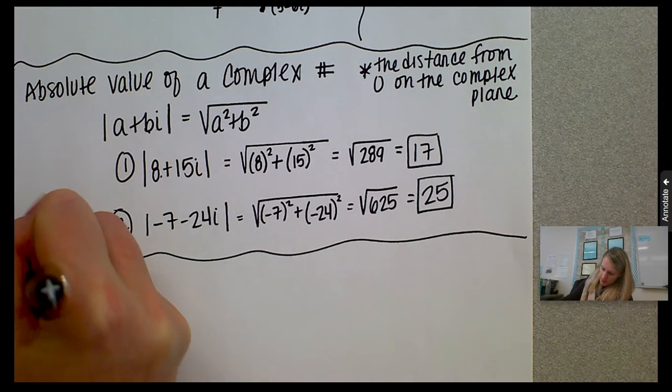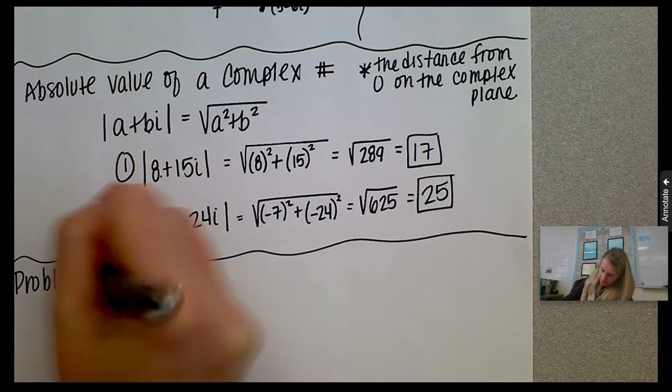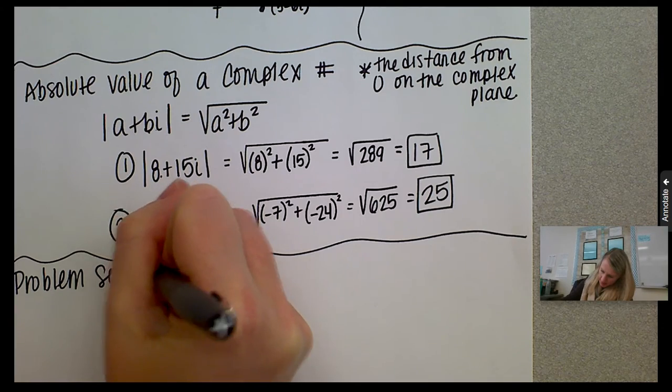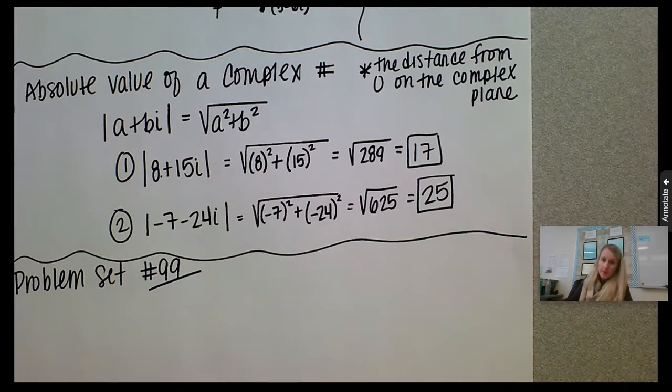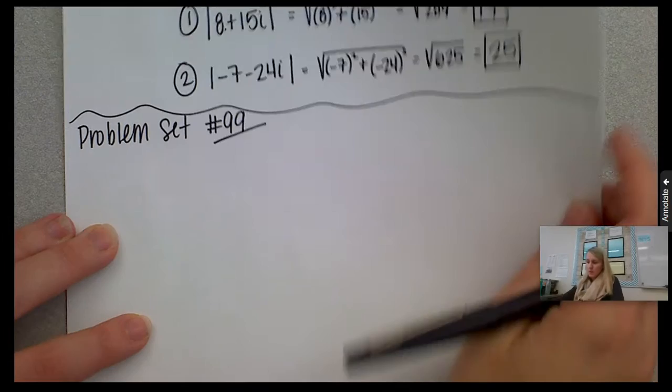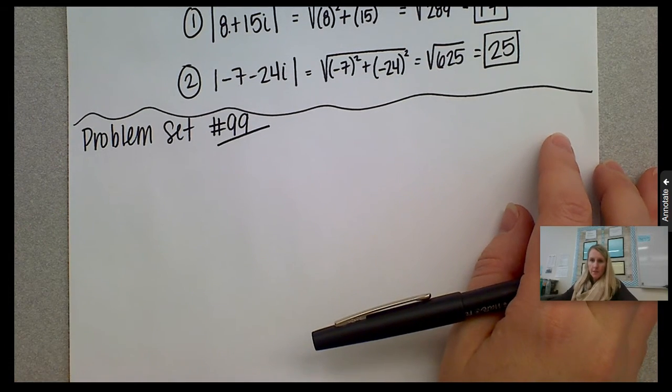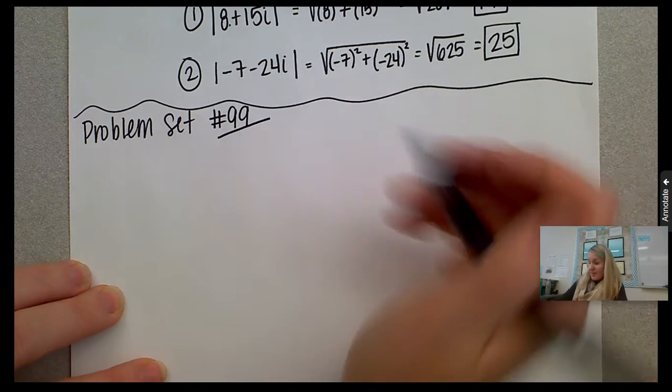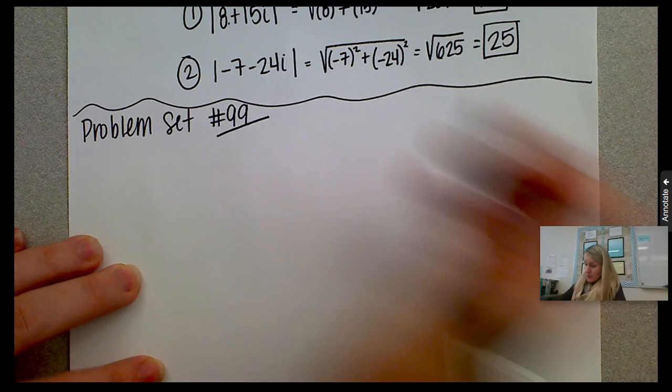So I'm on my problem set, number 99. This is really a flawed set, but we'll go with it. All right, so 99, when I just look at it, it looks a little more complicated, so I'm just going to go with it.